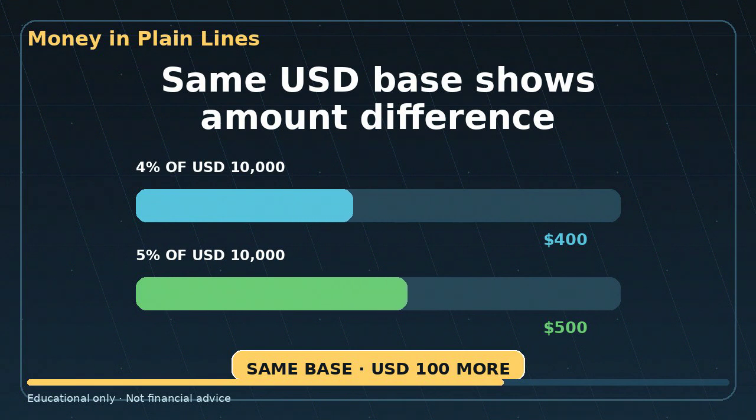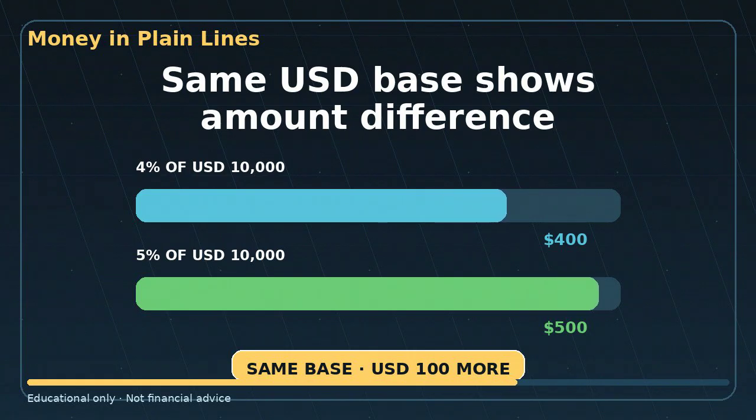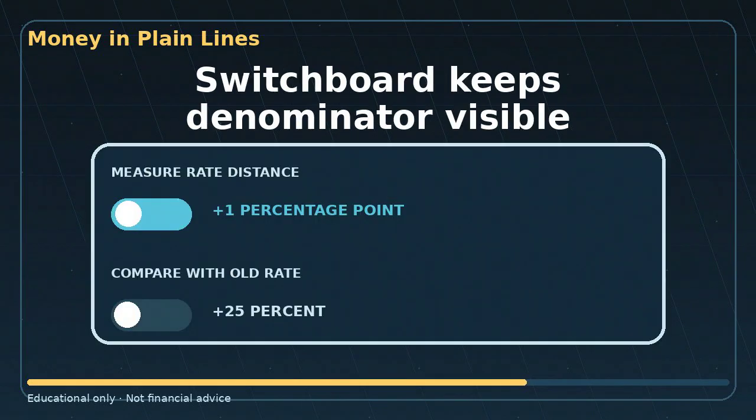The switchboard offers a useful language test. If the question asks for the distance between two rates, answer in percentage points. If the question asks how large the change is relative to the old rate, calculate the difference divided by the old rate and answer in percent. The old rate belongs in the denominator because it is the stated starting reference.